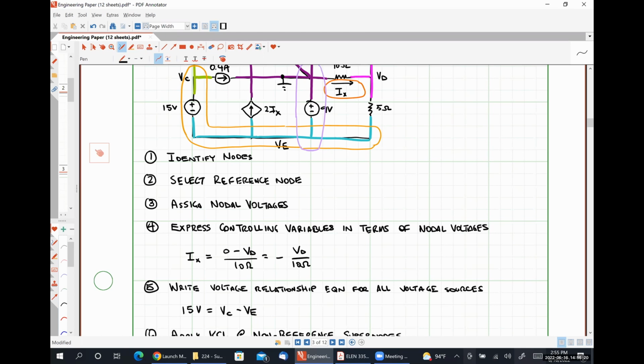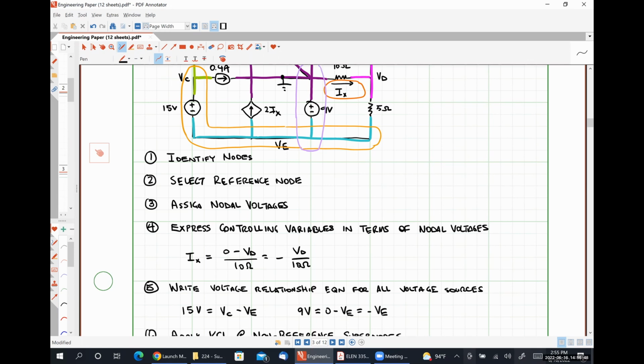Now, let's look at our 9-volt source. The voltage that's associated with the positive polarity terminal is ground, or 0. So we're going to have 0 minus the voltage that's associated with the negative polarity terminal, which is VE. So we can say that 9 volts is equal to negative VE.